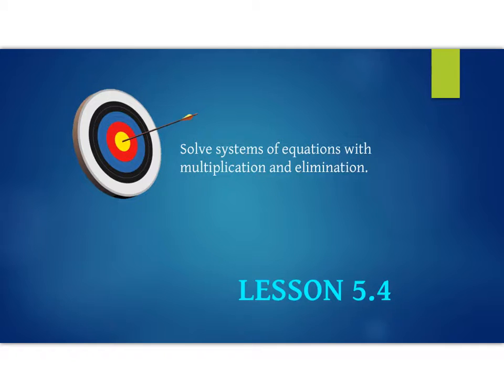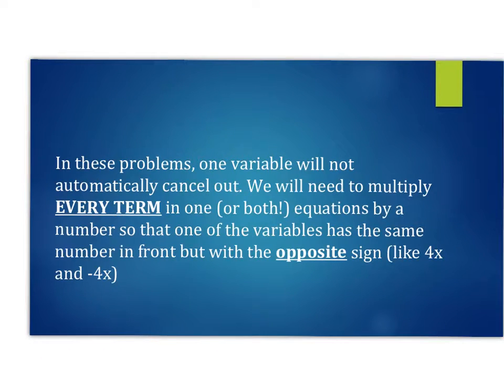Yesterday most of the problems were set up for you so you could just add right away and a variable would cancel. This time one of the variables will not automatically cancel out. So we are going to have to multiply every term in one, or sometimes both, equations by a number so that we can make one of the variables cancel out. Really what we're trying to do is get one of the variables to have the same number but opposite sign in front. We want something like 4x and -4x, because when you add those together, we get 0.